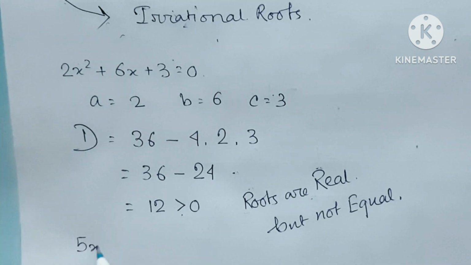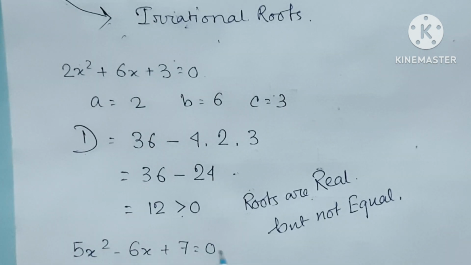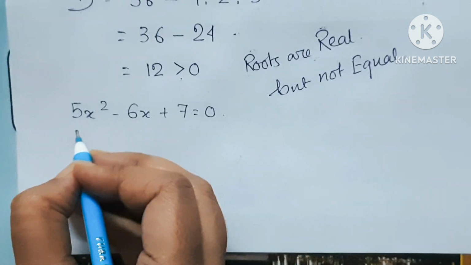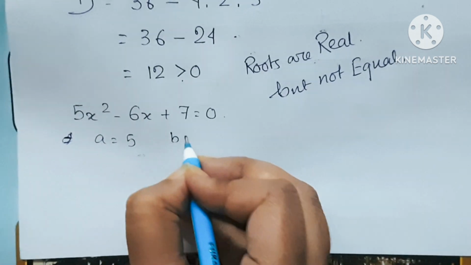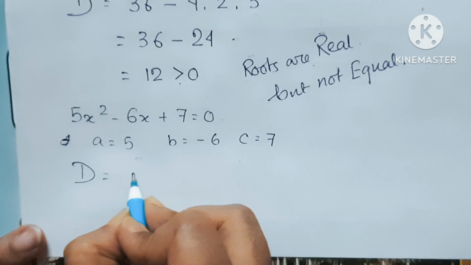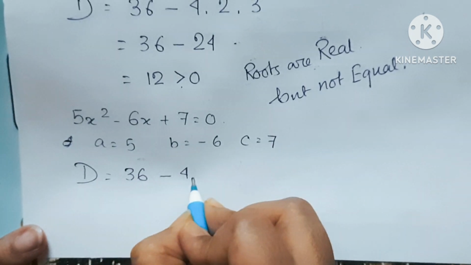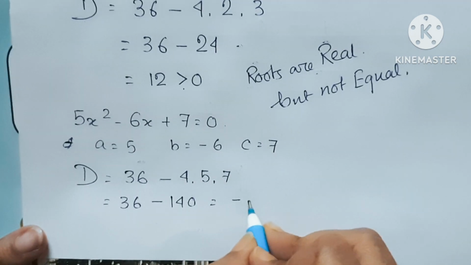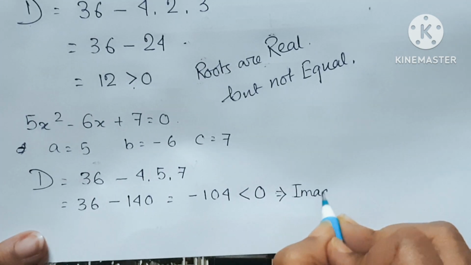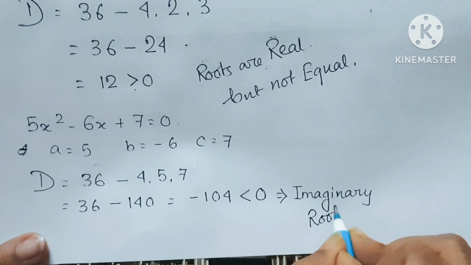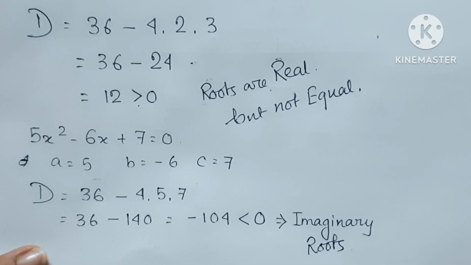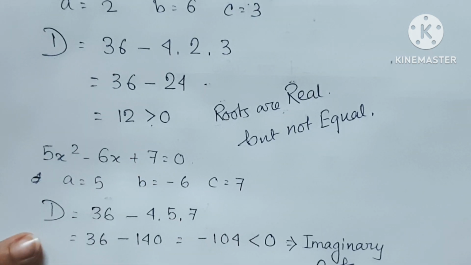Okay. Now, see another example. This one, 5x square minus 6x plus 7 equal to 0. So, here a equal to 5, b equal to minus 6 and c equal to 7. Okay. So, d will be b square means 36 minus 4 into 5 into 7. So, you will get minus 104. So, that is less than 0, that means imaginary roots. Okay, so see both the cases we are not going to solve the equation, okay, but without solving the equation we are finding the nature of the roots.